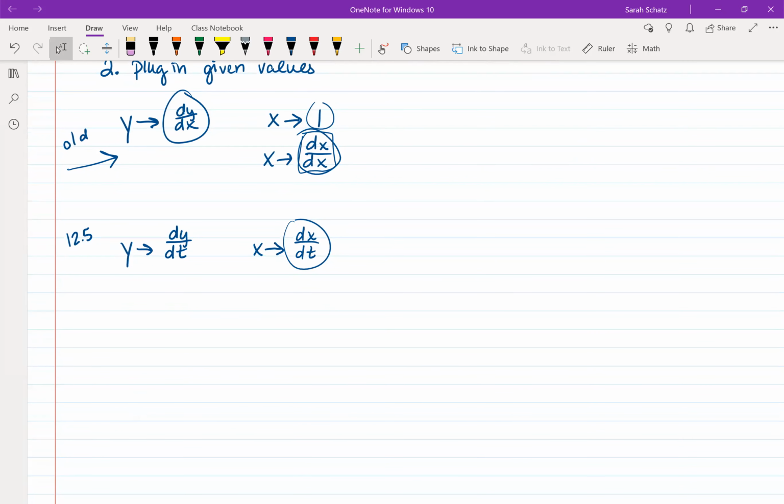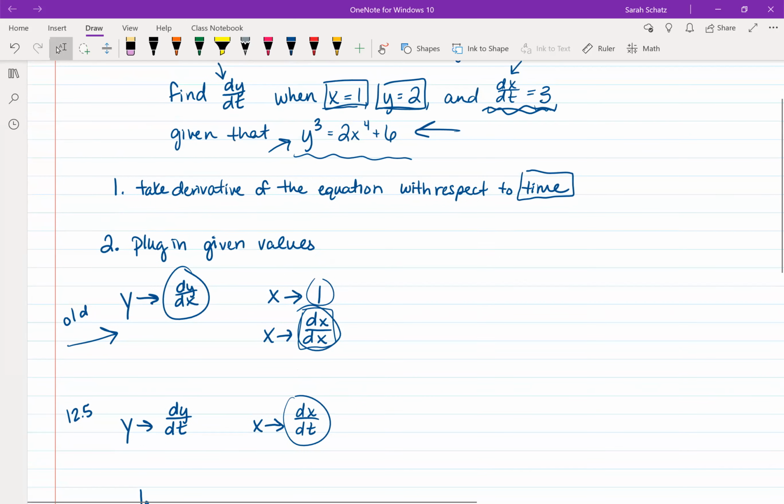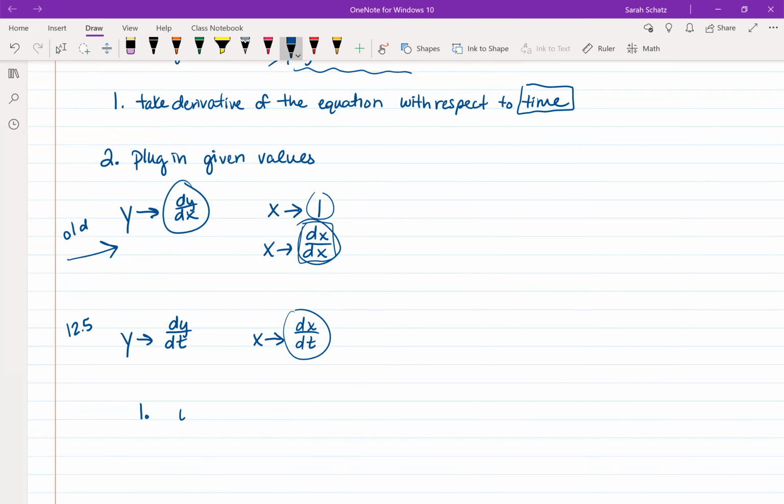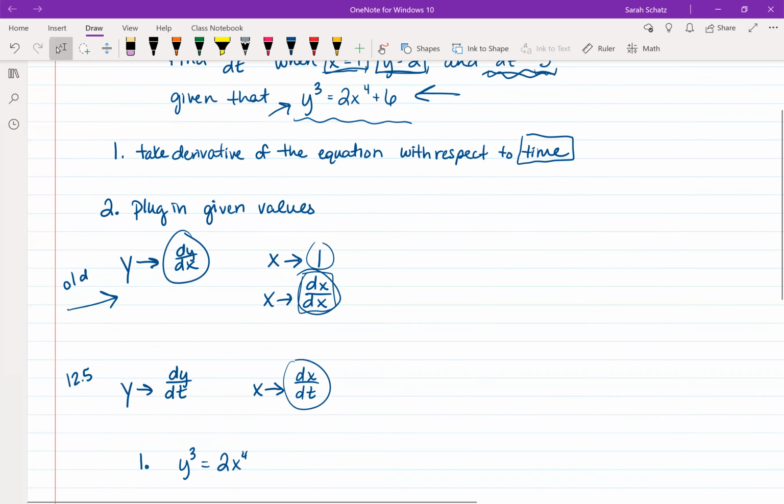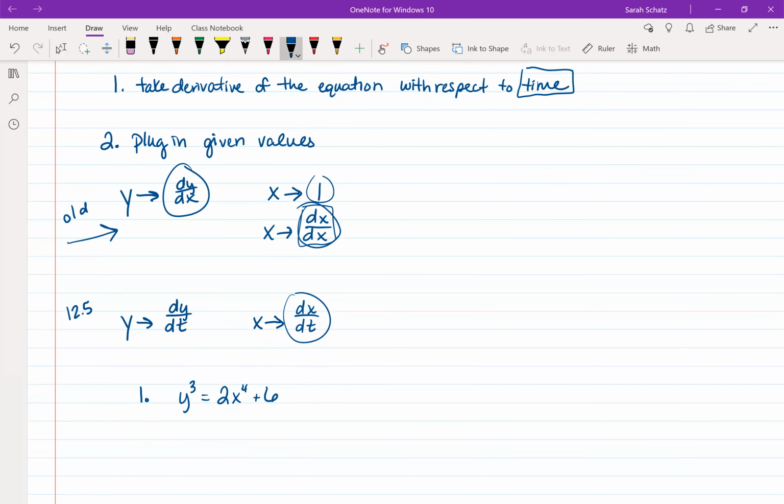Okay, so let's get started with this example. So in step 1, remember it just says take the derivative of the equation with respect to time. So let's do that. Let's rewrite our equation. I have y cubed equals 2x to the 4th plus 6. And just like the implicit last time, you just go term by term and you take derivatives. So it works just like any other implicit. Y cubed becomes 3y squared. But instead of adding on a dy dx, we add on a dy dt because we're going with respect to time.